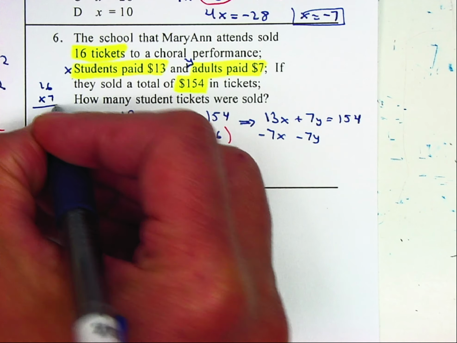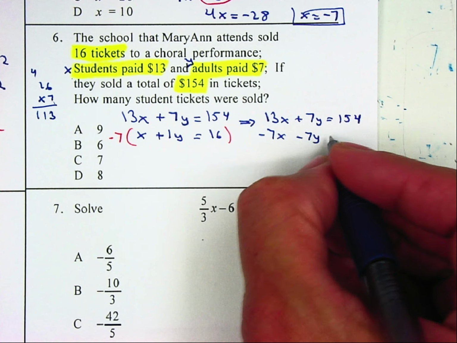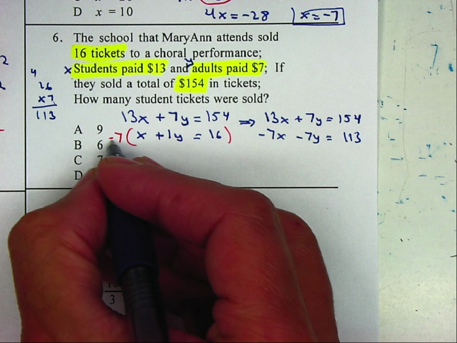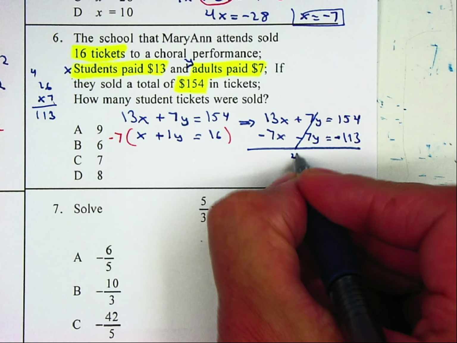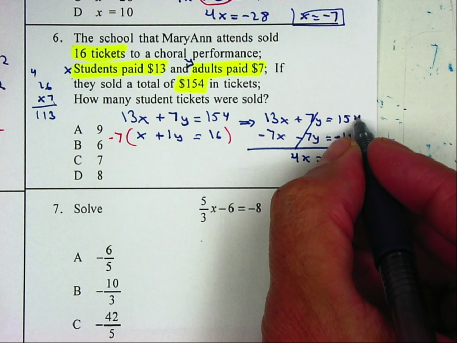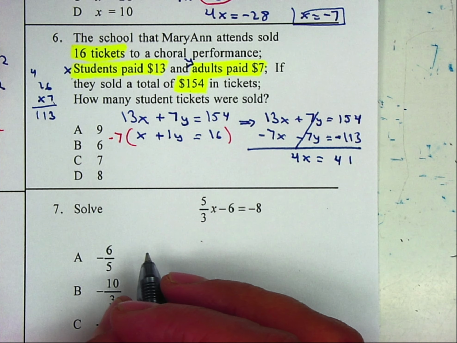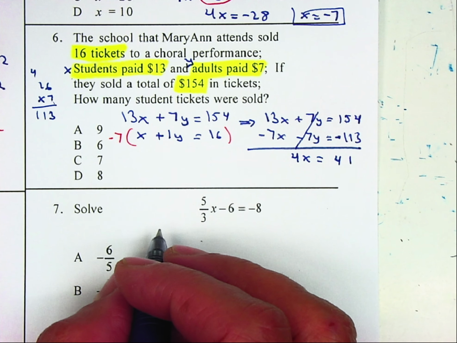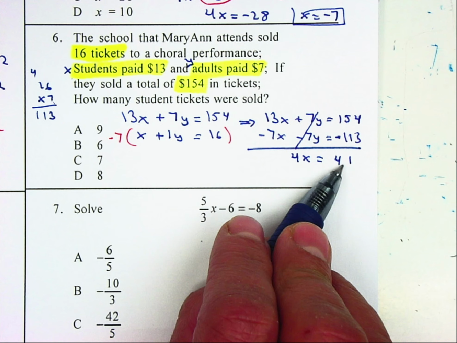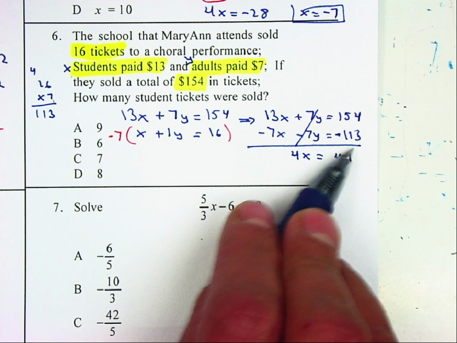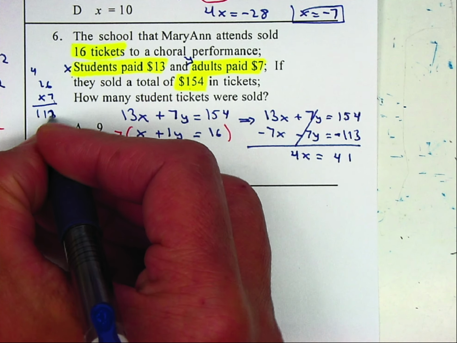16 times 7. 6 times 7 is 43, carry 4. 7 plus 4 is 11. So 113. Negative times a positive is a negative. So just be careful. That cancels. That gives you 4x is equal to 41. So 4x equal to... 4 doesn't go into 41, right? So I made a mistake. Do you guys see my mistake? Correct. 6 times 7 is 42, not 43.